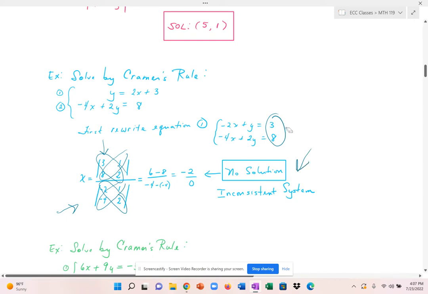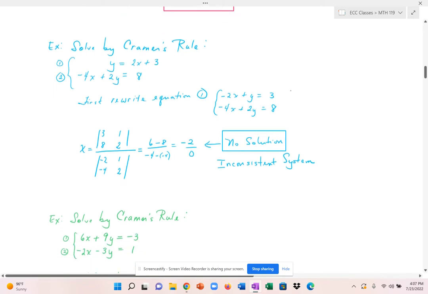So you don't need to continue and try to solve for y, because you will get the same result. You'll be dividing by 0. So that means these two lines would never intersect because they are parallel to each other.